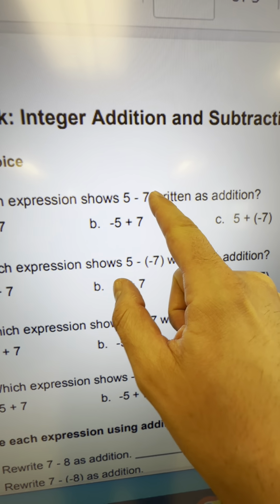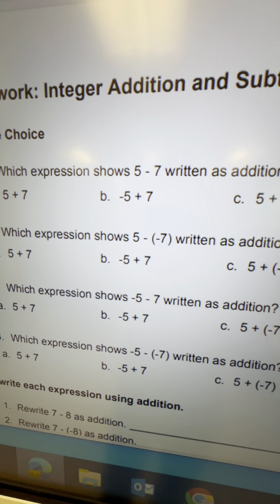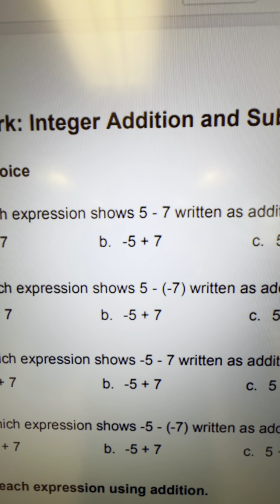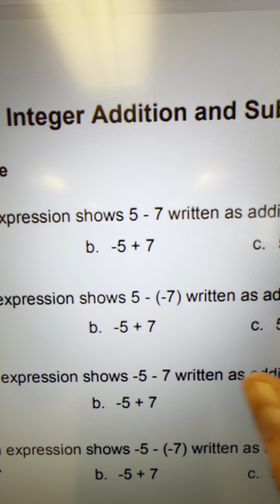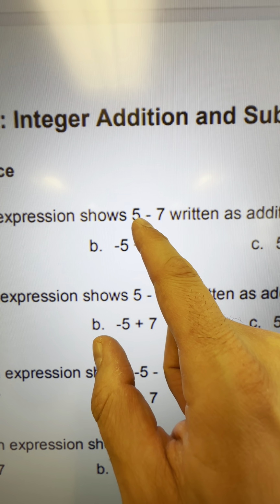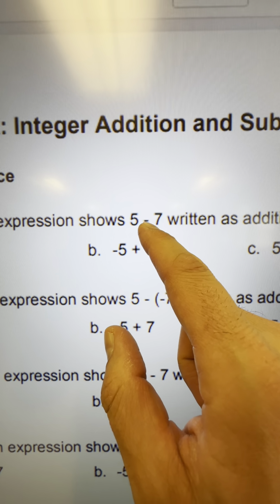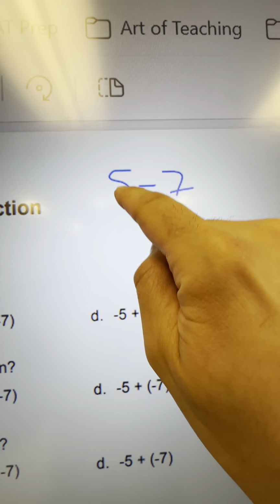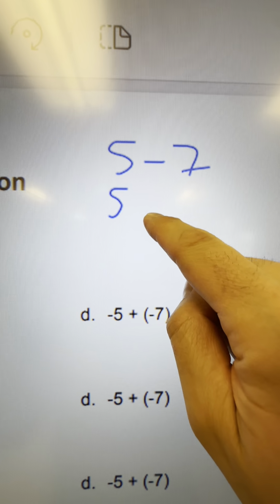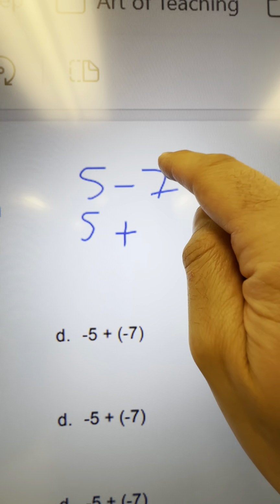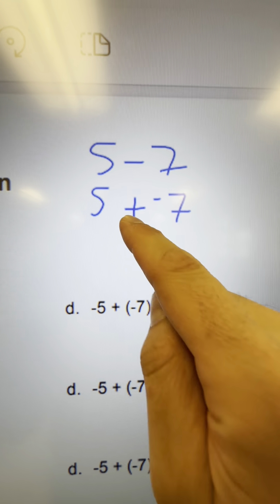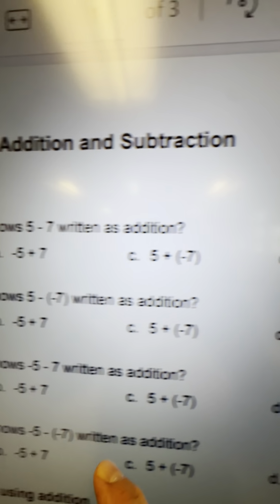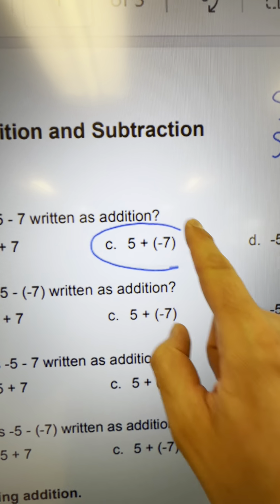Which expression shows 5 minus 7 written as addition? The easiest way to remember how to rewrite this as addition is by doing what we call keep, change, change. So keep the first number, change the sign, in this case subtraction becomes addition. So we have 5 minus 7. Keep the first number, change this sign to addition, and change the 7 into a negative 7. So now we have 5 plus negative 7. So 5 minus 7 is equivalent to 5 plus negative 7. That means the correct answer for this one would be letter C.